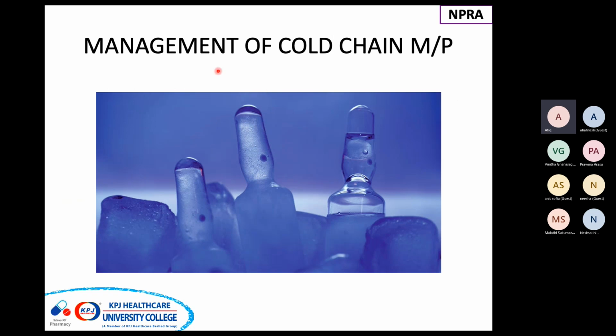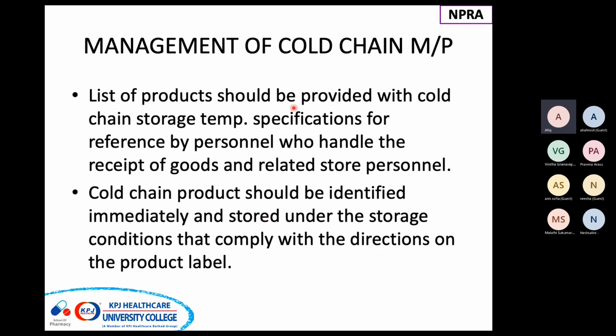And I think the last one is the management of cold chain materials and products. This is where the product or materials require a cold condition, cold storage. For example, like this ampule over here, like the vaccines. All vaccines require very low temperature. So how to manage this? A list of products should be provided with cold chain storage temperature specification for reference by personnel who handle the receipt of goods and related store personnel. And the cold chain product should be identified immediately and stored under the storage condition that complies with the direction on the product label.